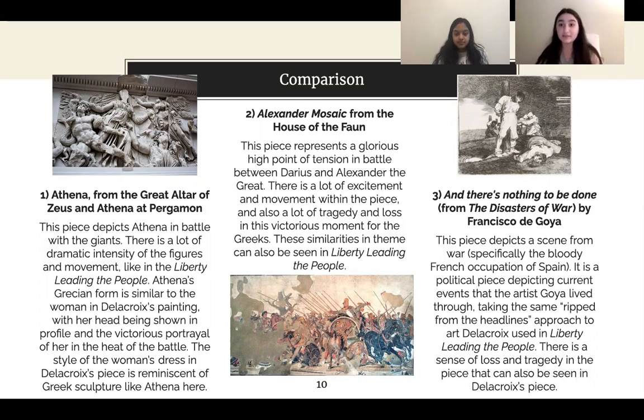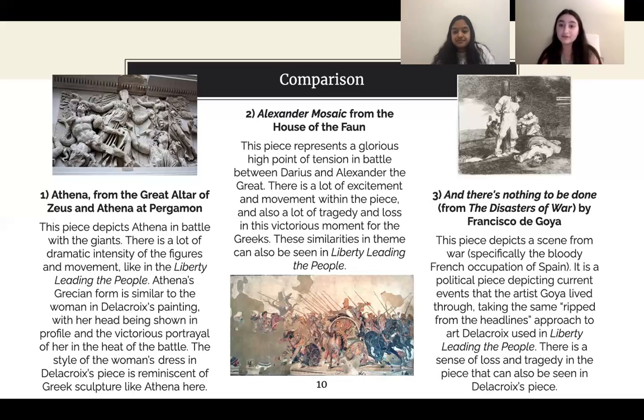So then the second piece I want to talk about is the Alexander Mosaic from the House of the Faun. So this piece represents a glorious high point of tension in battle between Darius and Alexander the Great. There's a lot of excitement and movement within the piece, and also a lot of tragedy and loss in this victorious moment for the Greeks. These similarities in theme can also be seen in Liberty Leading the People.